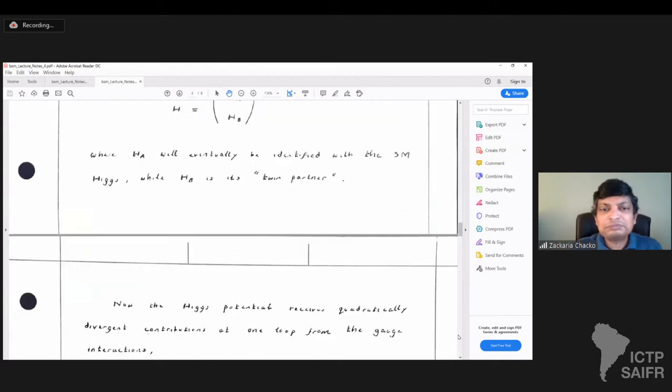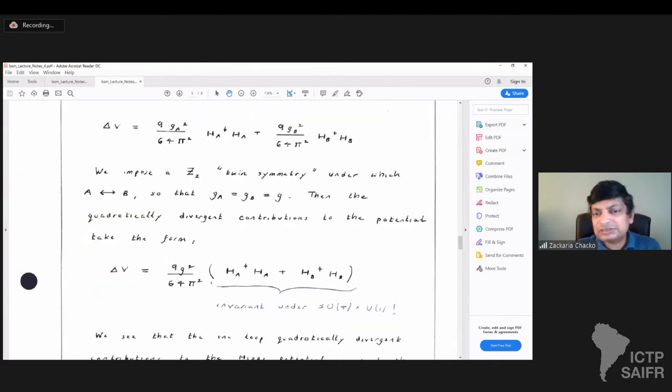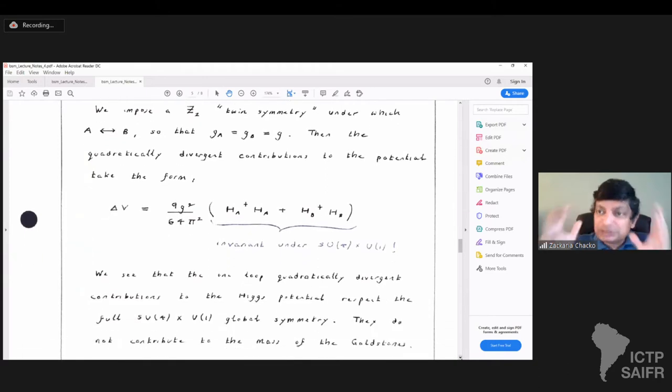And so this will not give any mass to the Goldstones because it respects the full global symmetry, right? So in spite of the fact that we have gauged a subgroup, we have explicitly broken the global symmetry. It's a hard breaking. In spite of all that, the quadratically divergent contributions are not going to give a mass to the Goldstones.